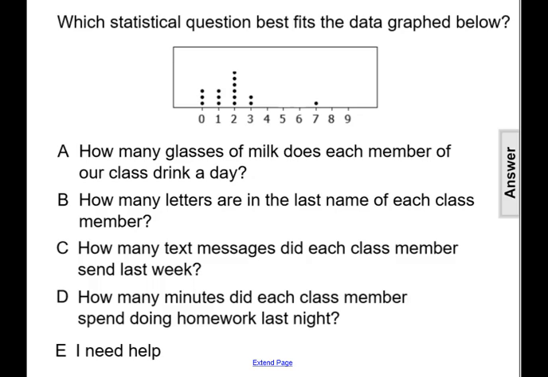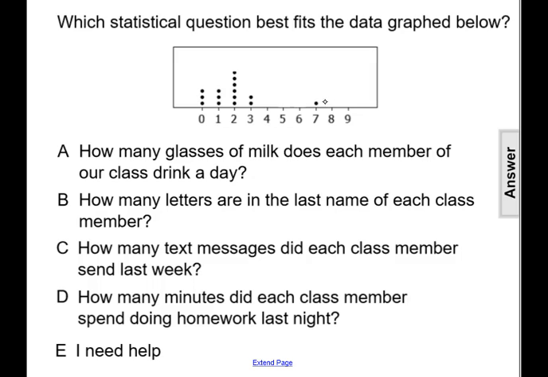Which statistical question best fits the data graphed below? So here we have our data, and first, before we even look at the questions, let's just interpret a little bit about the data. So it looks like we have data points at 0, 1, 2, 3, and 7.